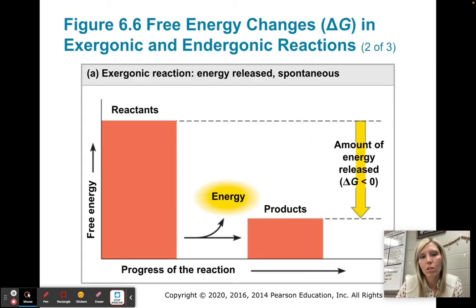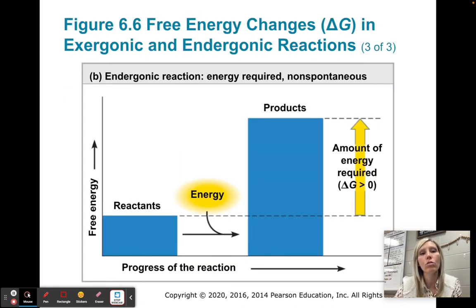So again, really quick, exergonic reactions have a negative delta G, a negative change in free energy, and energy is released in order to do work. And endergonic reactions, you're going to see a positive delta G, and energy is not available to do that work.